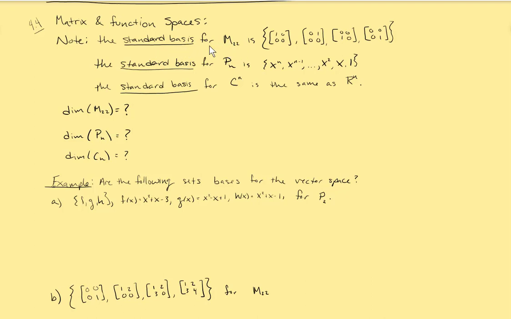The standard basis for this, we call the standard basis for it, the set of matrices 1, 0, 0, 0; 0, 1, 0, 0; 0, 0, 1, 0; 0, 0, 0, 1. Maybe it's clear why this works as a basis. Maybe it's harder to see, but essentially it's just that we can write any matrix as a linear combination of these guys. Like this.